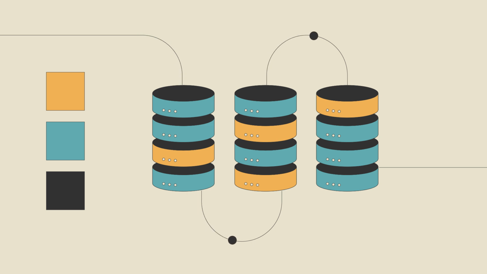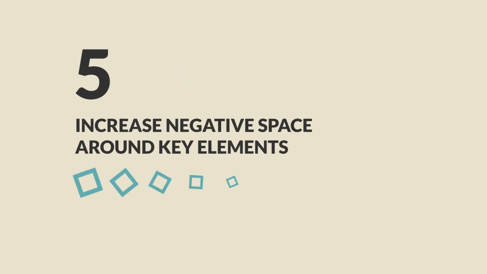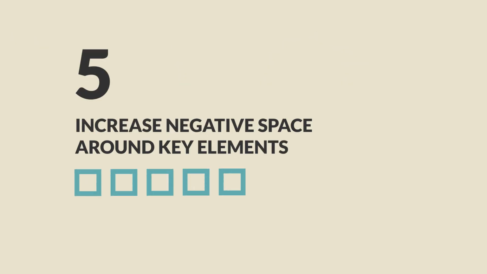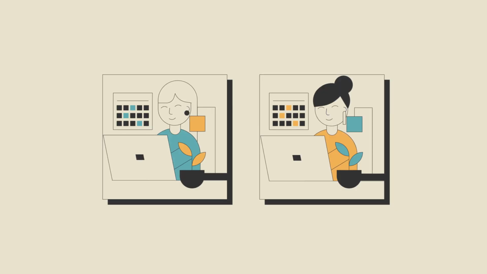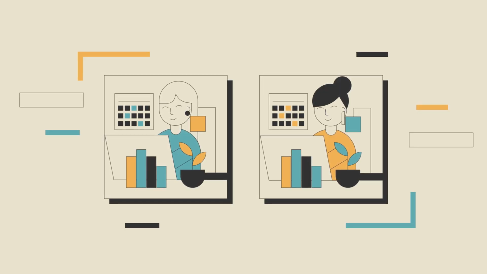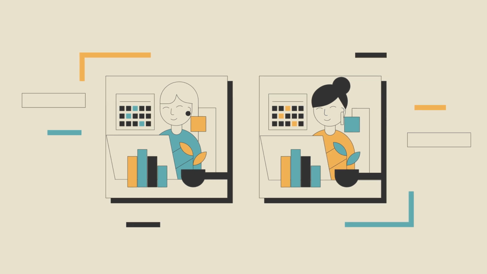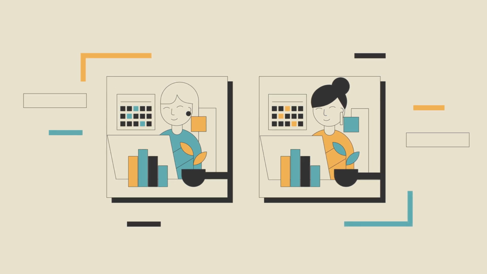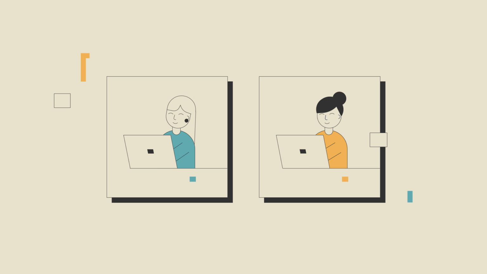pairs of colors. Last but not least, increase negative space around key elements. Your main elements, especially characters, need room to breathe. If they're surrounded by too much clutter, they lose their importance. Adding negative space around key elements will make them more prominent and the message clearer for the viewer.